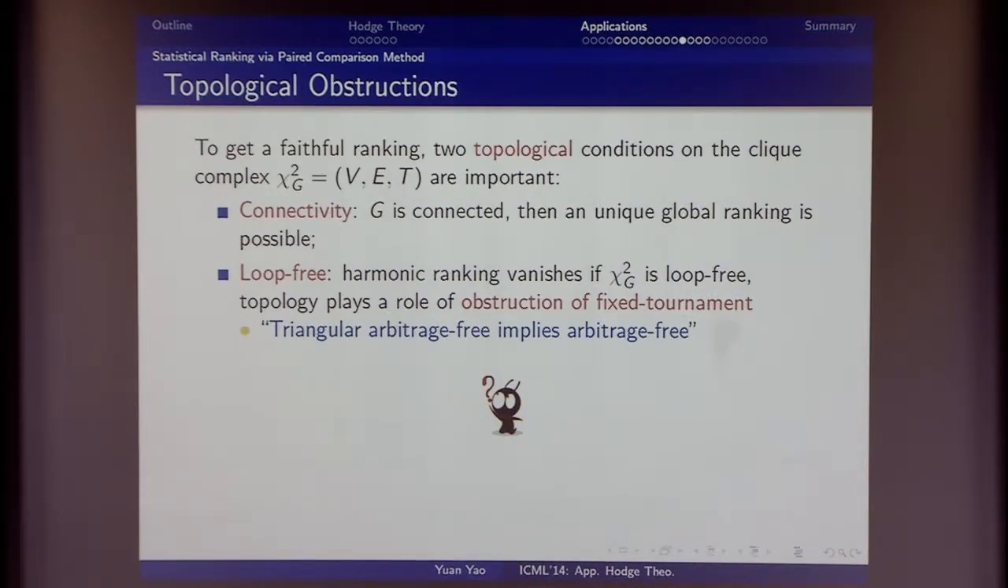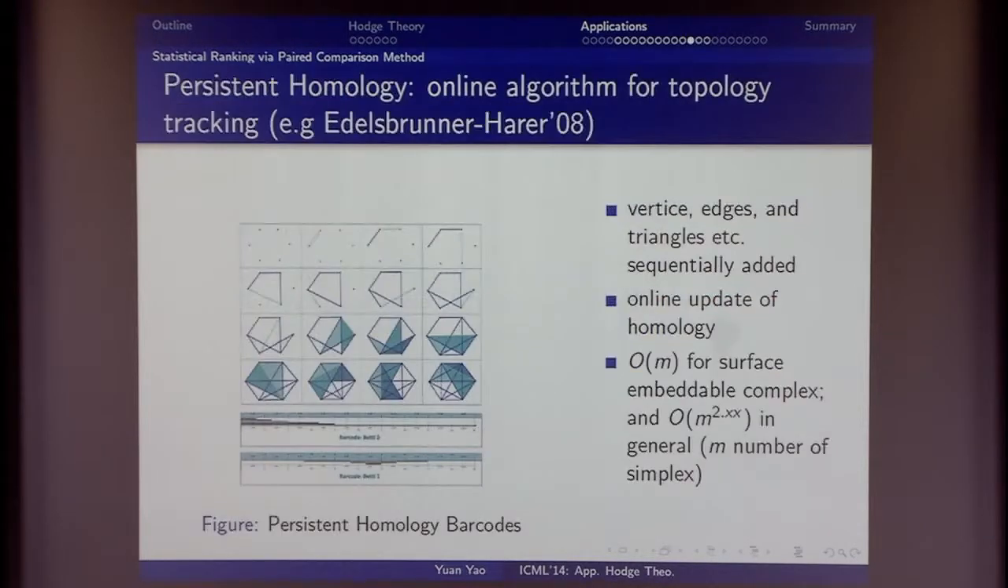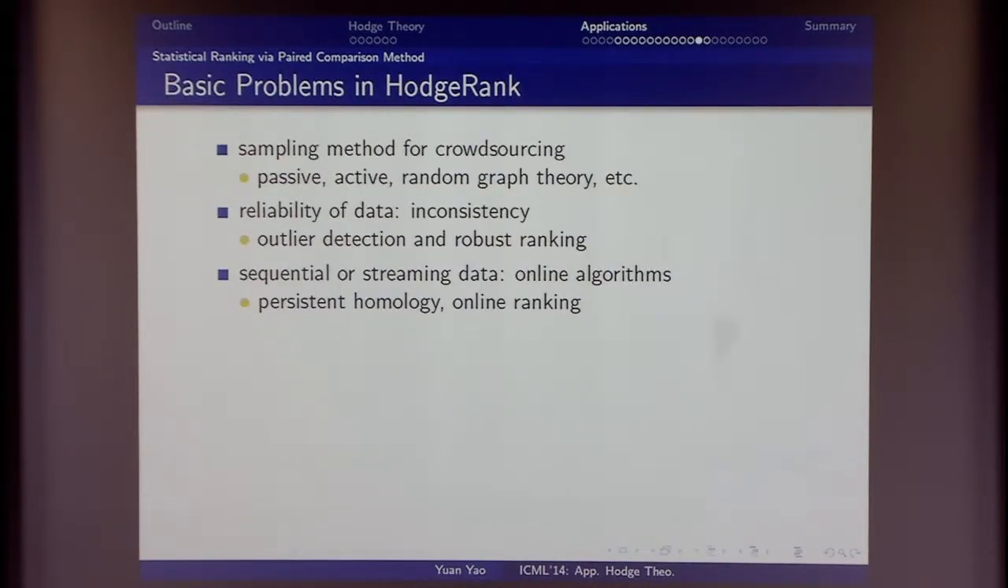So how to track the topology change? Basically, using persistent homology, we have a polynomial algorithm, up to the number of cells or simplices in the simplicial complex to the power 2 point something. It depends on future development. Basically, you can use this kind of algorithm to give an online algorithm for topology tracking if the simplices sequentially enter the stream.